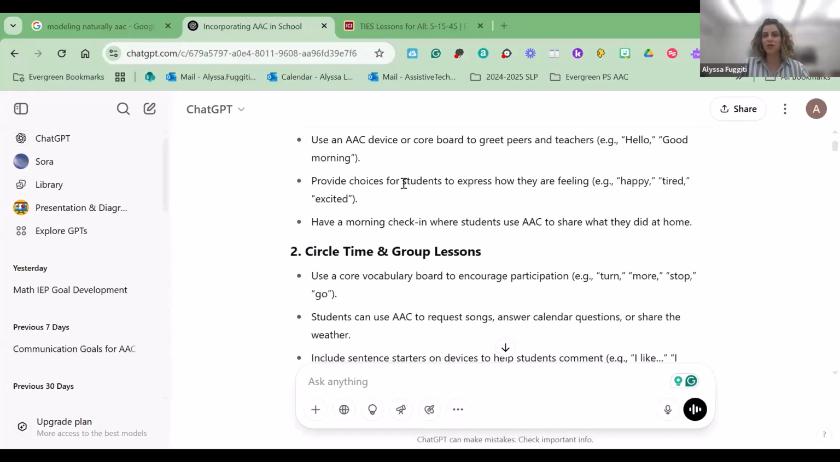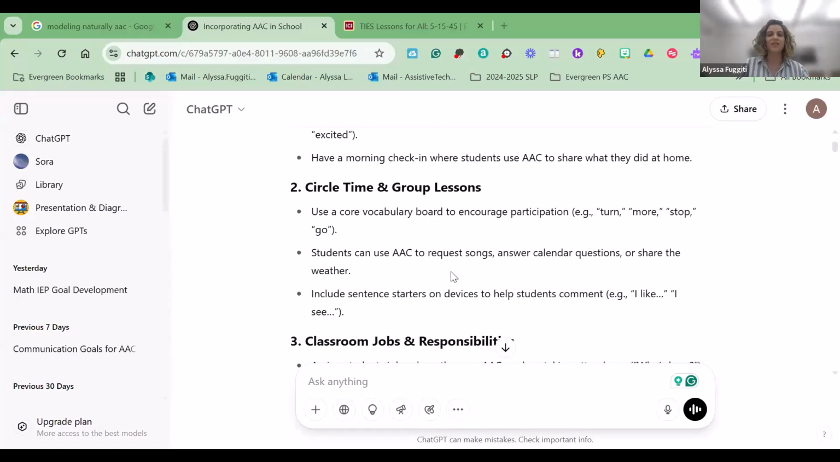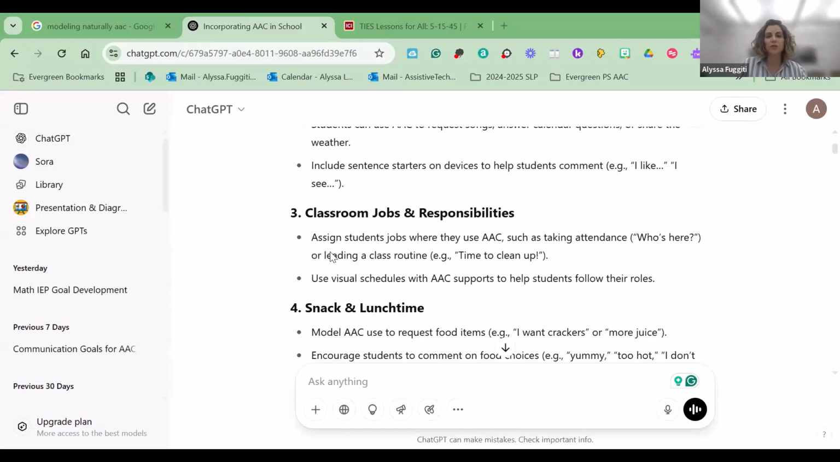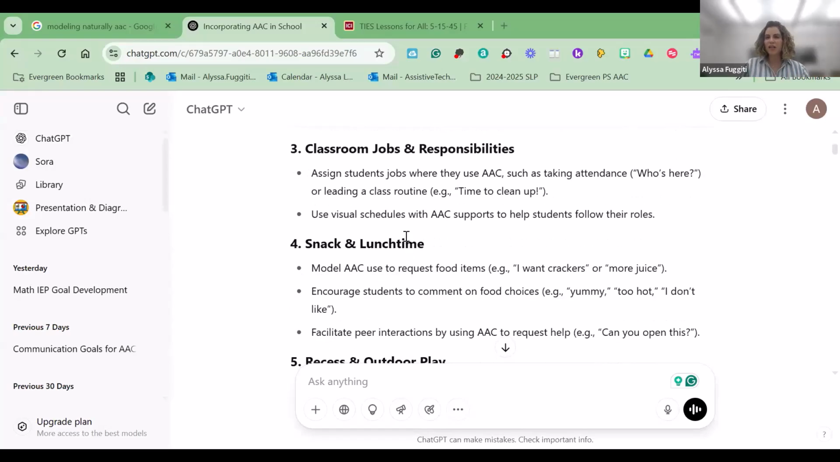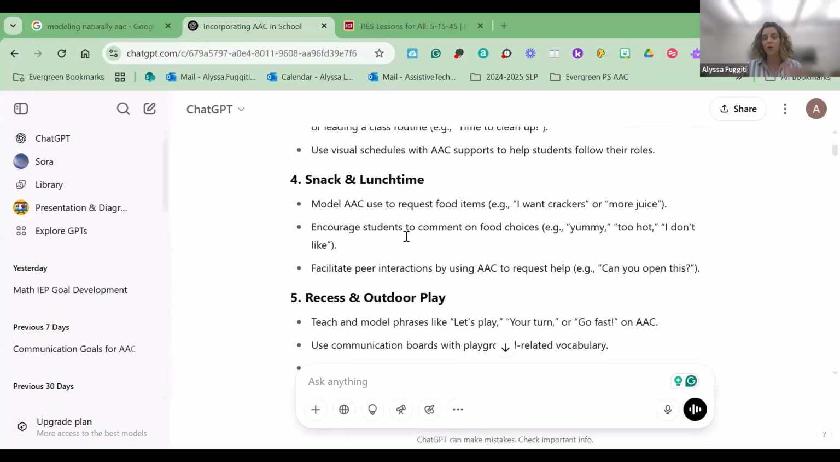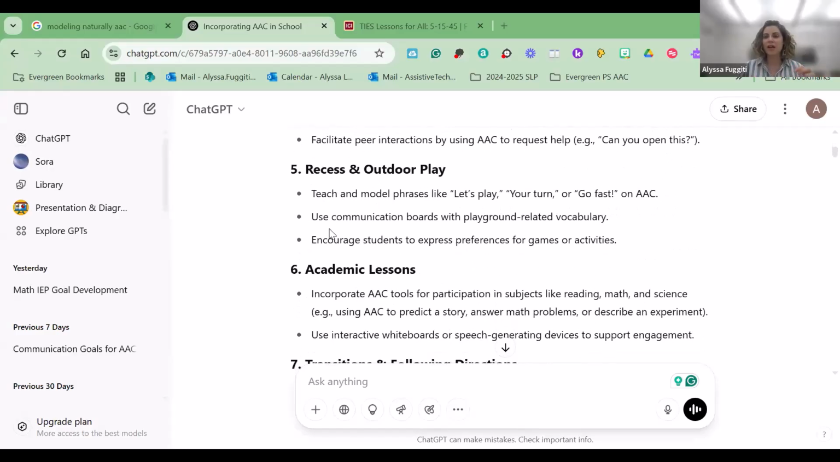Here are some things that you could do. Here are some words that you could model on the device. Circle time, group lessons, classroom jobs and responsibilities. I wanted to create something that people could print out. And I've seen pieces of this, different AAC specialists or SLPs have examples with pieces of these or routines, but I wanted to get more specific.